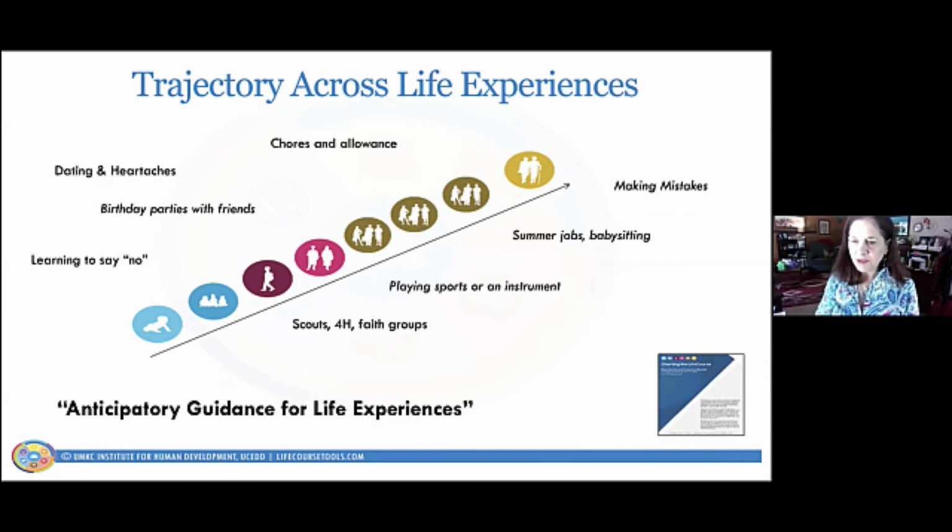Because if you think about a typically developing child without that scary diagnosis, this is what their trajectory typically looks like. You know, when they're 2, they learn how to say no and say it a lot, right? They go to the birthday parties with their friends. They start maybe doing chores around the house, and maybe they make an allowance for it. They get into school and they play a sport or they play an instrument. They try Boy Scouts or Girl Scouts or a church program or whatever. They might have a summer job. All of those things are really important milestones in a typically developing child's trajectory.